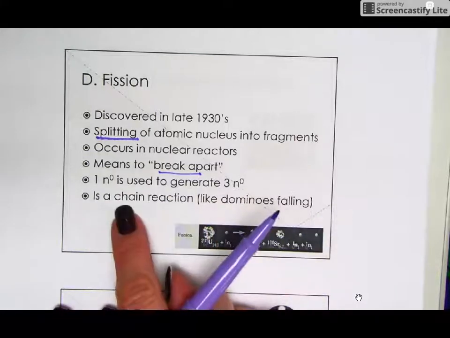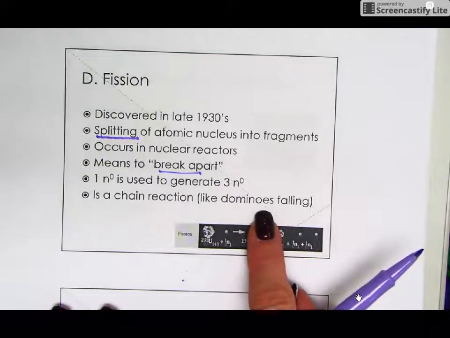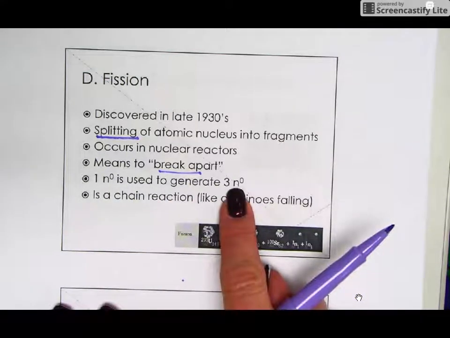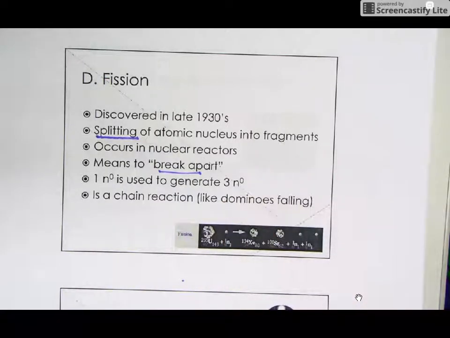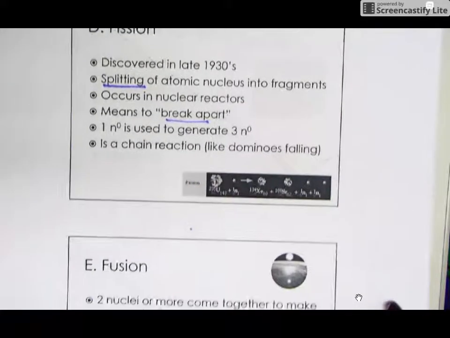And this is like a chain reaction, like dominoes falling. Once you initiate a fission reaction, just like when you topple over dominoes, one affects the next, and what happens is 1 neutron generates 3, so it exponentially creates more neutrons, 3 each time. Fission occurs in a nuclear reactor, and a huge amount of energy is released in a fission reaction.